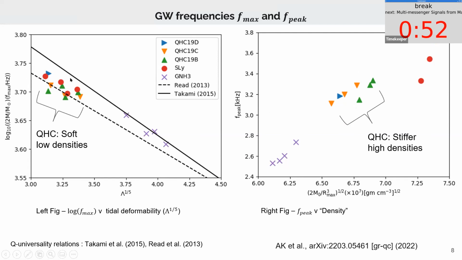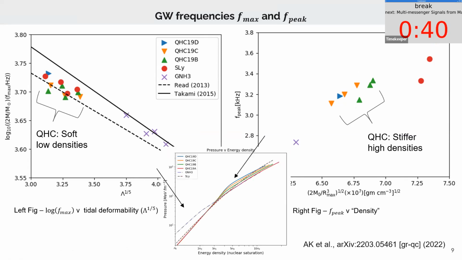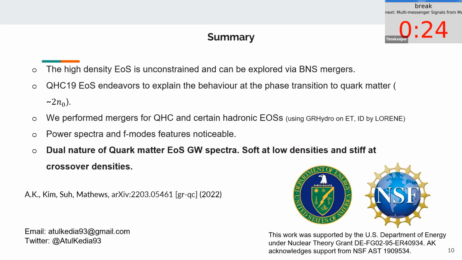So what this means is that in pre-merger, QHC behavior was soft, and post-merger behavior is somewhere in between, between stiff and soft. This is a kind of dual nature, and it stems from the fact that the EOS has stiffened up at high densities. And these kinds of distinctive features are things that one would be able to see in next-gen gravitational wave interferometers. That's the point that we're trying to make. With that, I'll leave the summary slide and take questions.